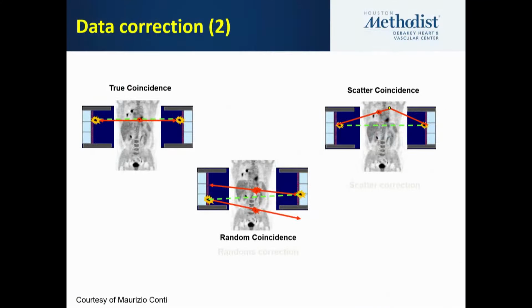Now somebody can argue that what you see here on the upper left is a true coincidence, a true event. But sometimes you can have a scatter coincidence, where two photons scatter but could potentially end up on what looks like a straight line. This could be a mistake, but the computer has special algorithms that should be able to detect it and reject it. Another way is that you could have a random coincidence, as you see here.